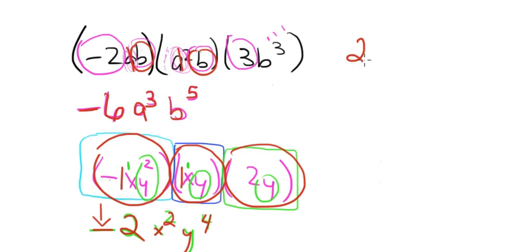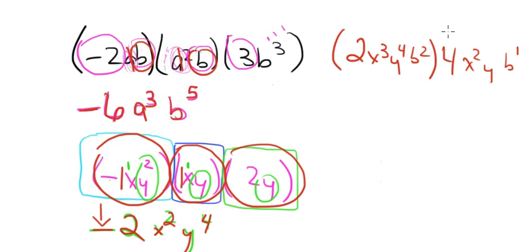So if I had 2x to the third, y to the fourth, b to the second, and that was going to be times 4x to the second, y, b to the first, what would my answer be? The first thing I want to do is what? Julia W., what's the first thing I want to do if I'm trying to figure out this answer?